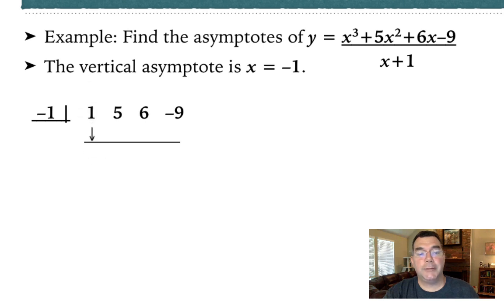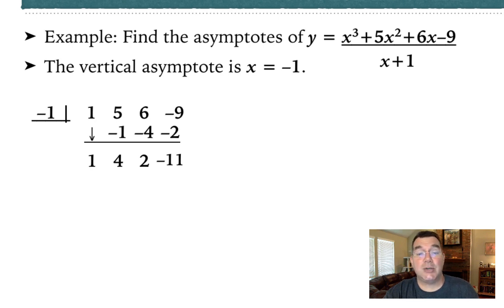So you copy the 1, multiply 1 by the negative 1 that's outside, and you get negative 1, and you add to get 4. 4 times negative 1 is negative 4. Add that to the 6, and you get 2. 2 times negative 1 is negative 2. Add that to the negative 9, and you get negative 11. So that's my answer, but what does it mean?